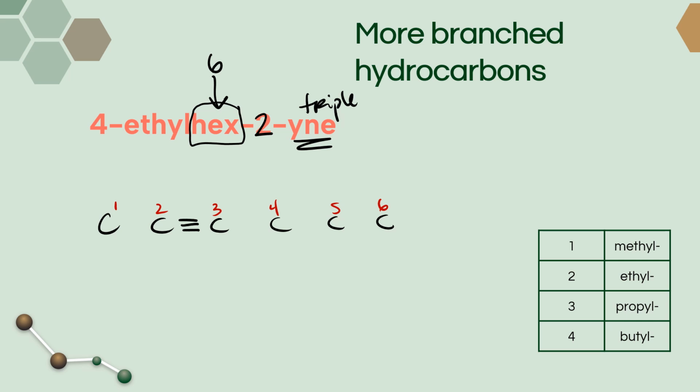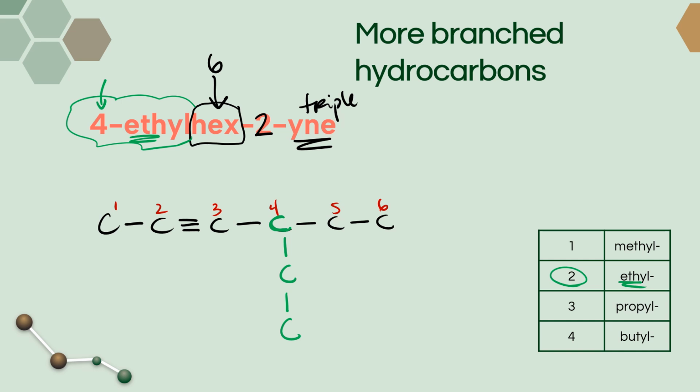What comes next? 4 ethyl. 4 tells us carbon number 4. Eth tells us 2 carbons in a branch. Eth is 2 carbons in our branch. So I'm going to find carbon number 4, and I'm going to draw a branch that has 1, 2 carbons. That's all the super cool special stuff. So now I'm going to fill in everything else with single bonds.